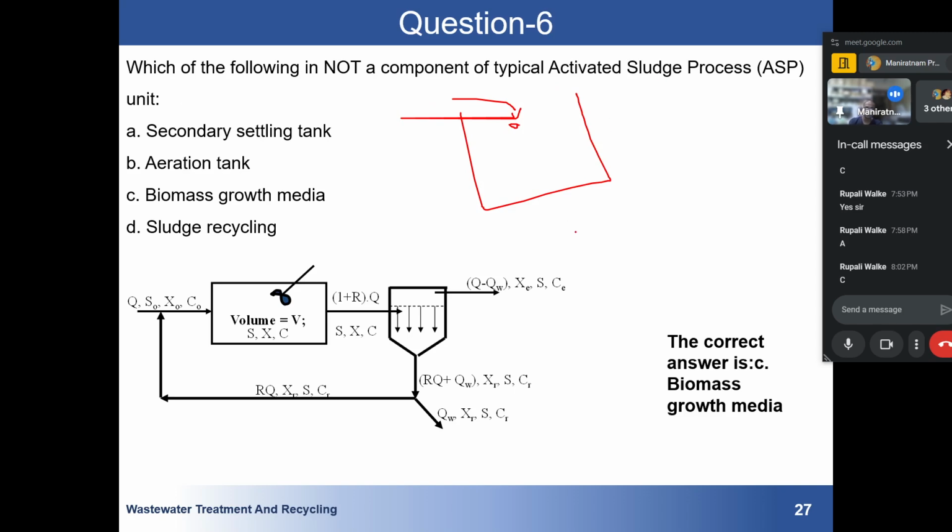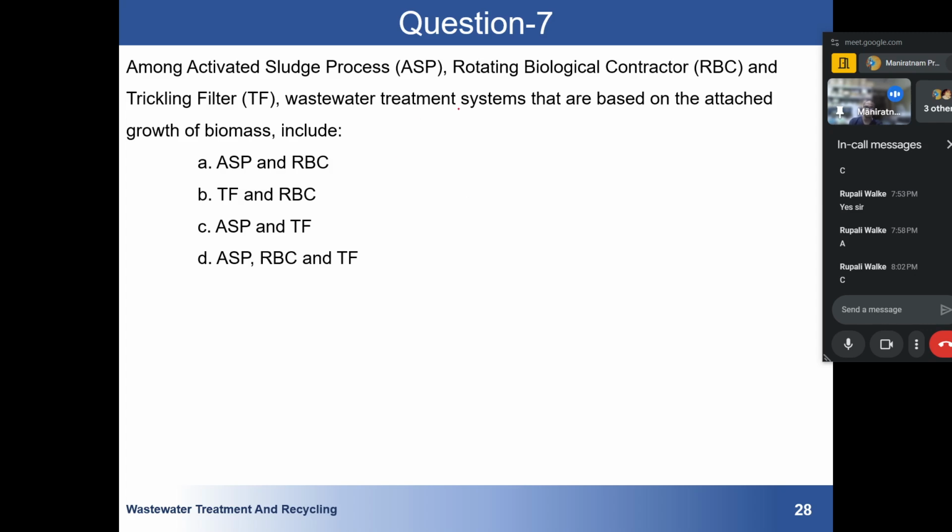So I think this was a simple question. Coming to another simple question: the activated sludge process, which of the following include treatments that are based on attached growth? Remember, attached growth. This ASP is our suspended growth. So this won't be our answer, this won't be our answer, this won't be our answer. So the correct answer is obviously A.